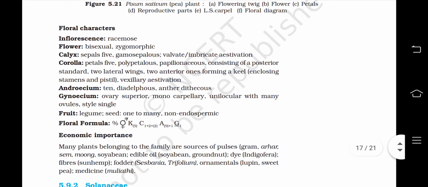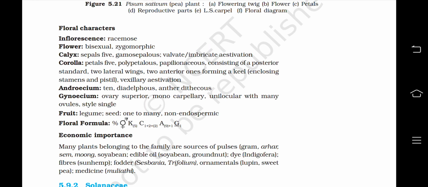Floral characters: inflorescence is racemose, flower is bisexual and zygomorphic. Calyx, sepals 5, gamosepalous, valvate or imbricate aestivation. Corolla, petals 5, polypetalous, papilionaceous, consisting of a posterior standard, two lateral wings, two anterior ones forming a keel enclosing stamens and pistil, vexillary aestivation. Androecium 10, diadelphous, anther dithecous.